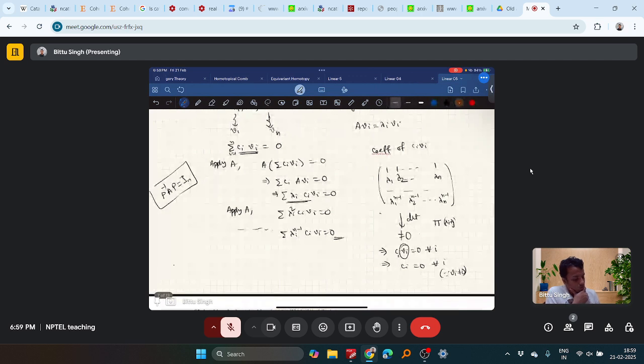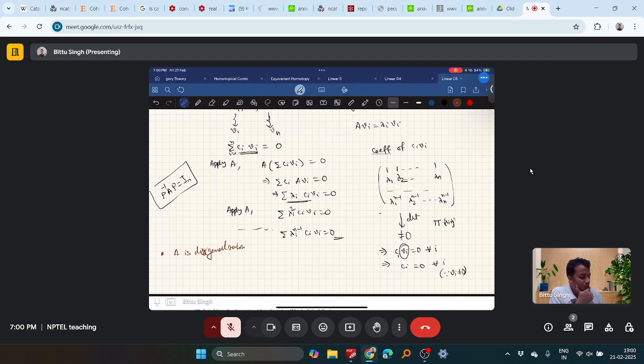There are two cases that will occur. Case 1: A is diagonalizable. A is diagonalizable means P inverse AP is diagonal, that is, a diagonal matrix. A diagonal matrix takes the form d1 up to dn, with diagonal entries and all other entries zero. Now P inverse AP is diagonal.